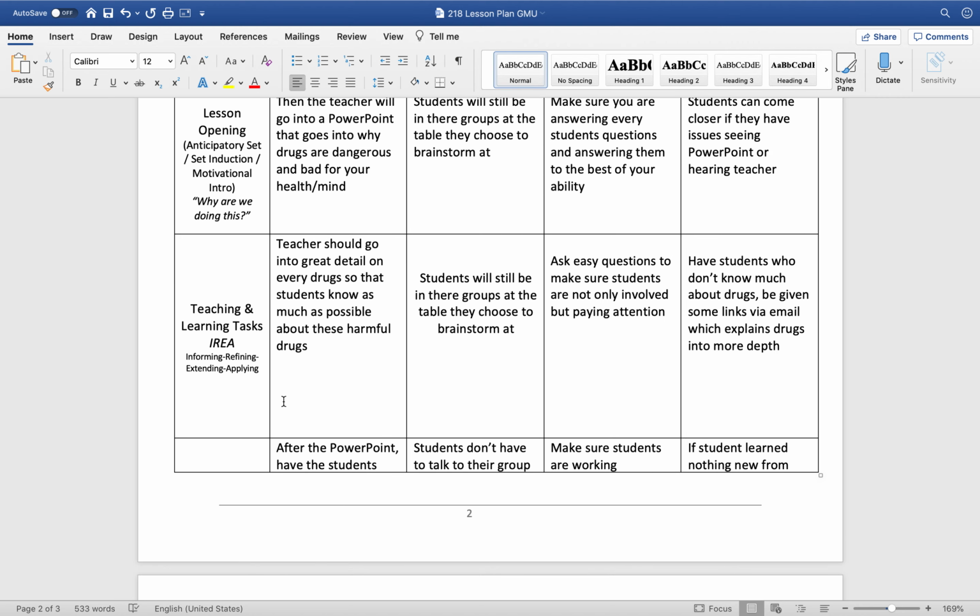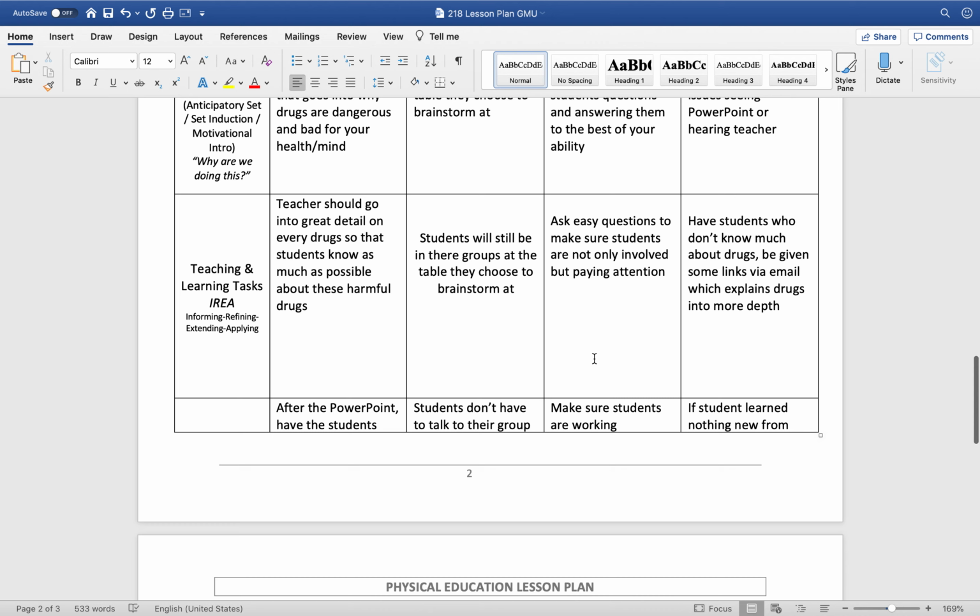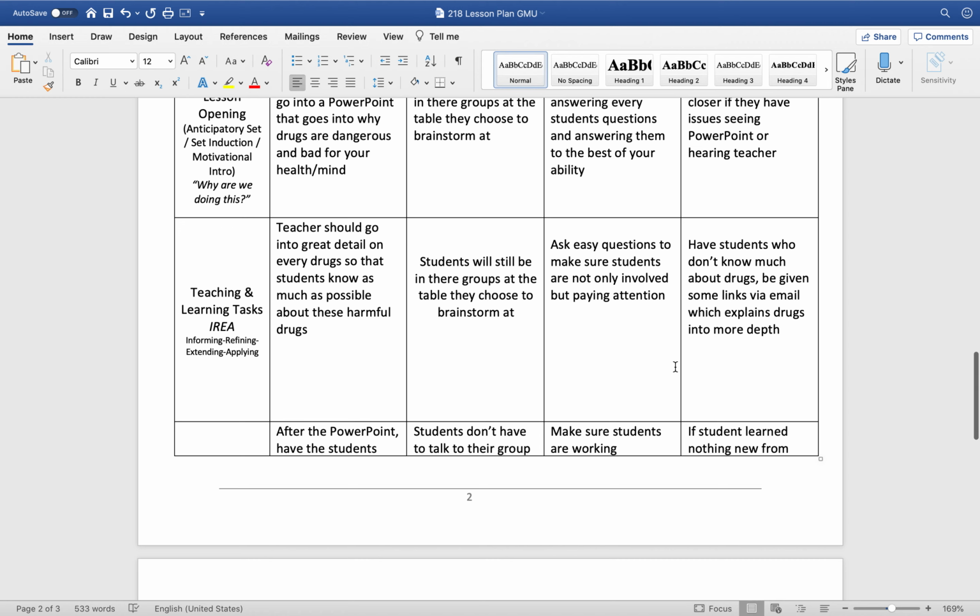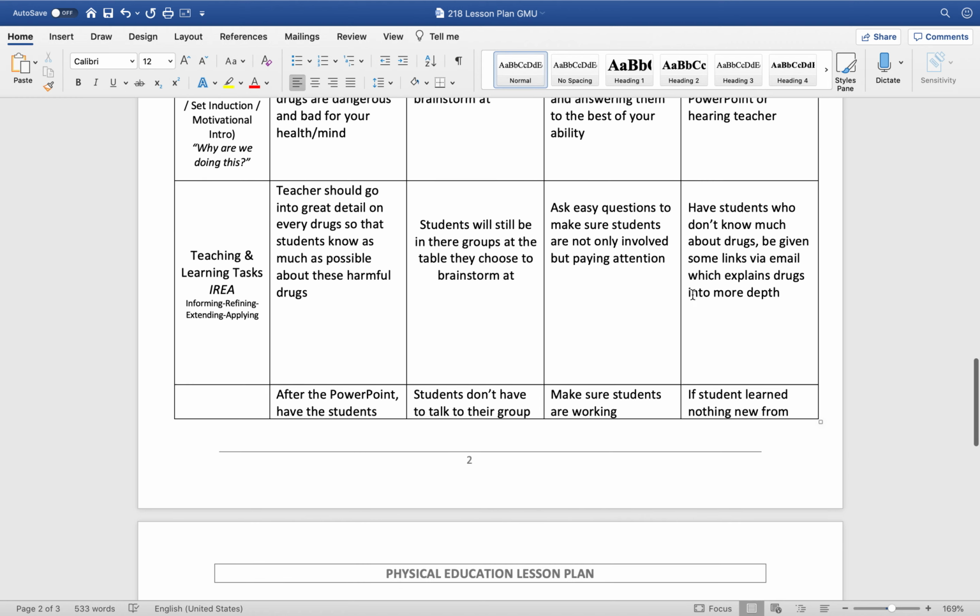Teaching and learning tasks. Teachers should go into great detail on every drug so that students know as much as possible about these harmful drugs. Students will be in their groups at the table they chose to brainstorm at, so the students will stay there. A cue would be to ask easy questions to make sure students are not only involved but paying attention, so that students aren't snoozing off to the lecture. Make sure they're involved in their learning.